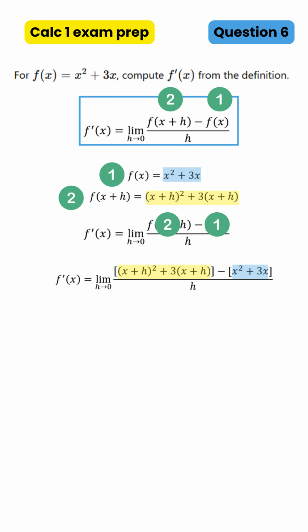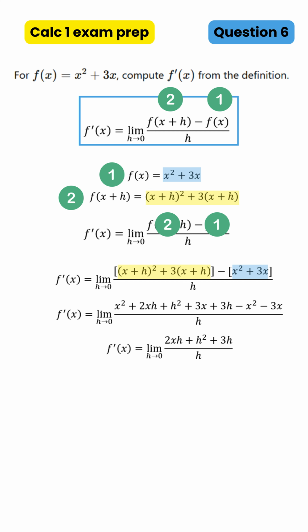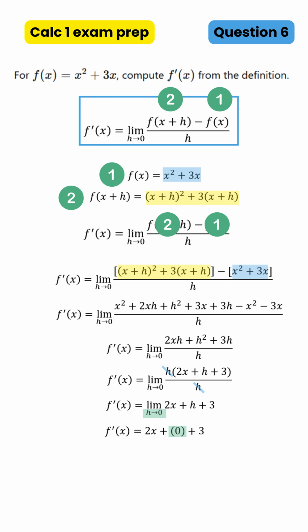Use brackets when you plug in so you don't make sign mistakes. Then simplify everything you can. For the final move, factor an h out of the numerator so that you can cancel the h in the denominator. Once h is canceled, you can safely take the limit as h goes to 0 without a math error. That gives you f prime of x done.